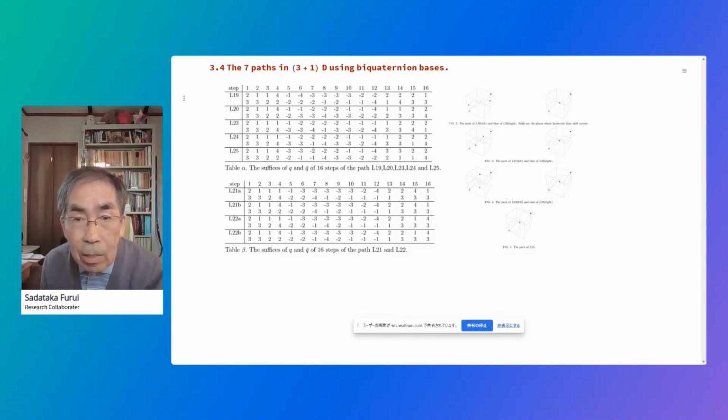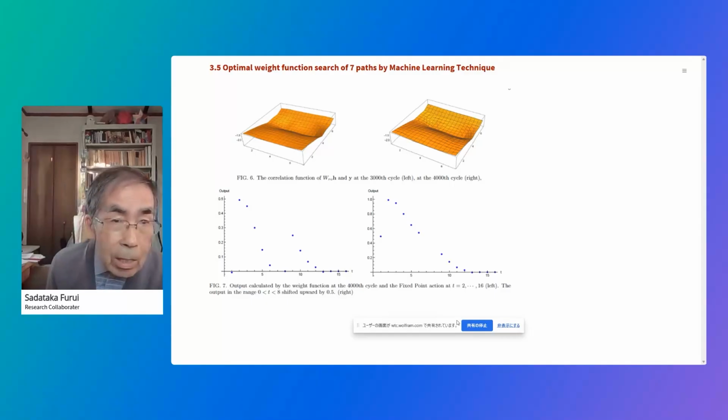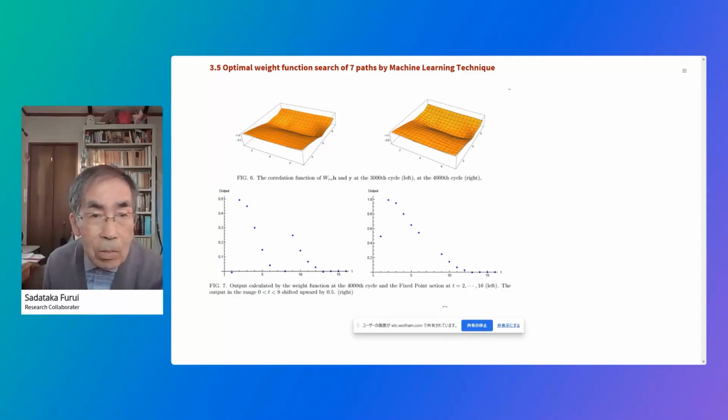The right-hand side shows the diagram, and the path starts from the center, and it goes to the right, and then up, and then there at the ball there exists a time delay, and it goes in this way, and then go this way, and okay, there are 7 types of paths, and we optimize the weight function of these 7 paths by machine learning techniques.